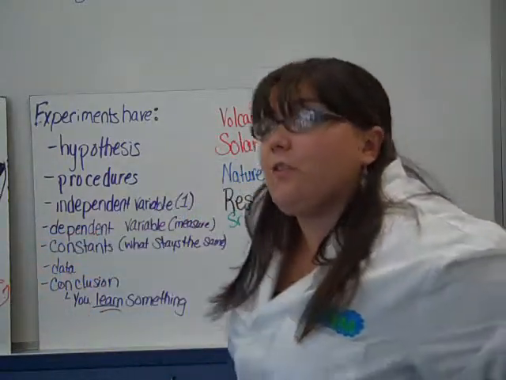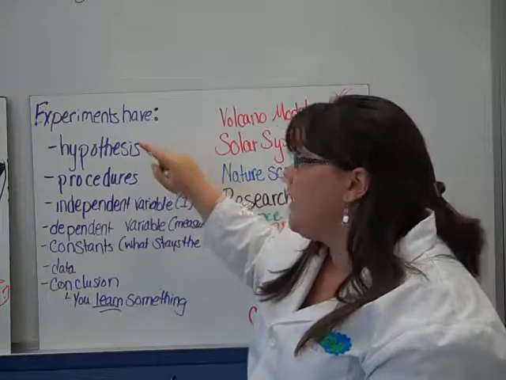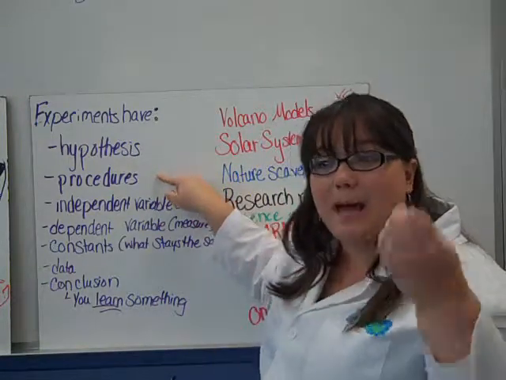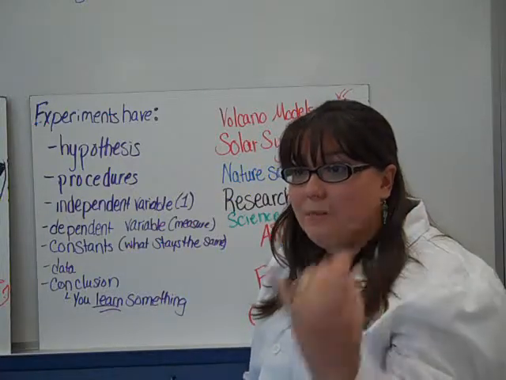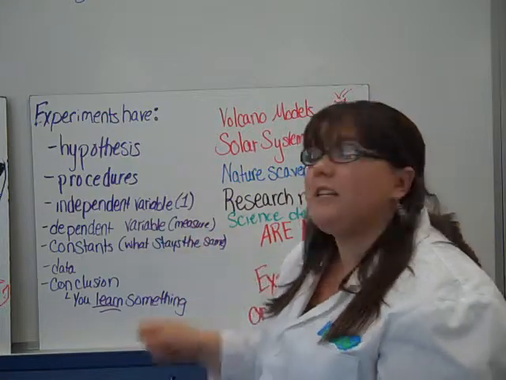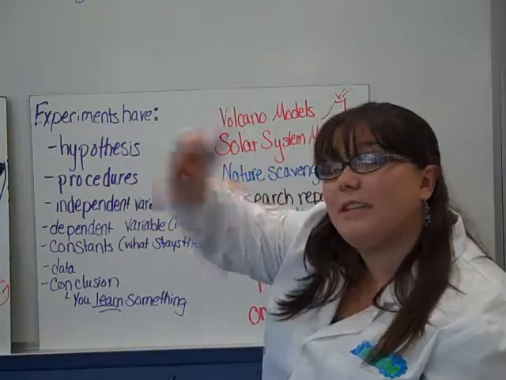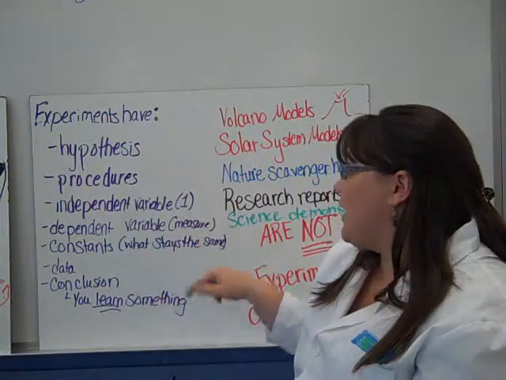And one last quick review about an experiment. Experiments have a hypothesis. They have procedures. You're going step by step. You have one independent variable, independent, I change, and you have one dependent variable. That's what the experiment changes. It depends on what's happening. It's what you're going to measure.